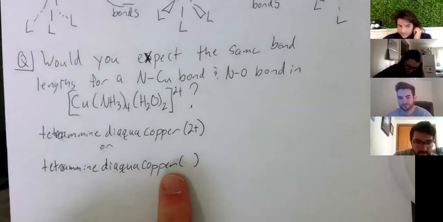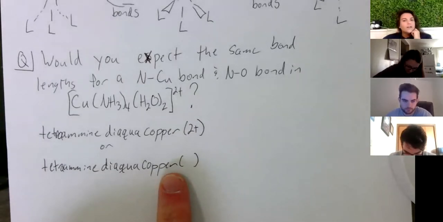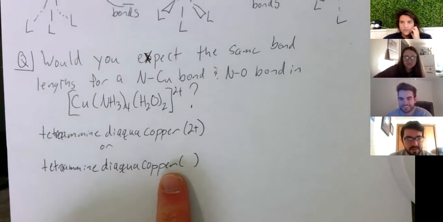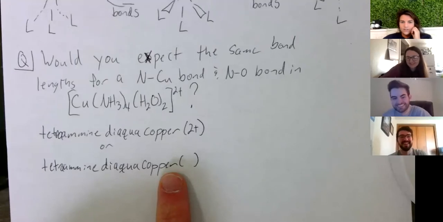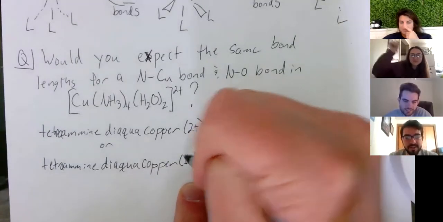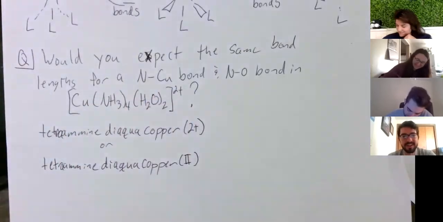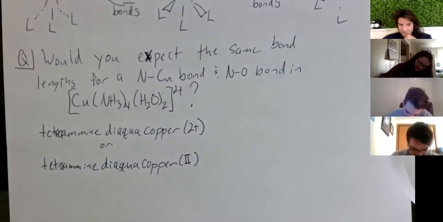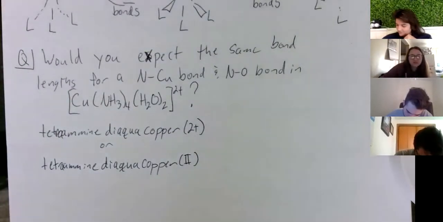What would the Roman numeral be? It would be 2 minus? No, it's not even possible. Wait a second. Oh wait, no, it's just 2, it's still 2, because none of them have charge. I was thinking these amine ligands had a plus charge. Okay. So now, what do you suggest we do next?